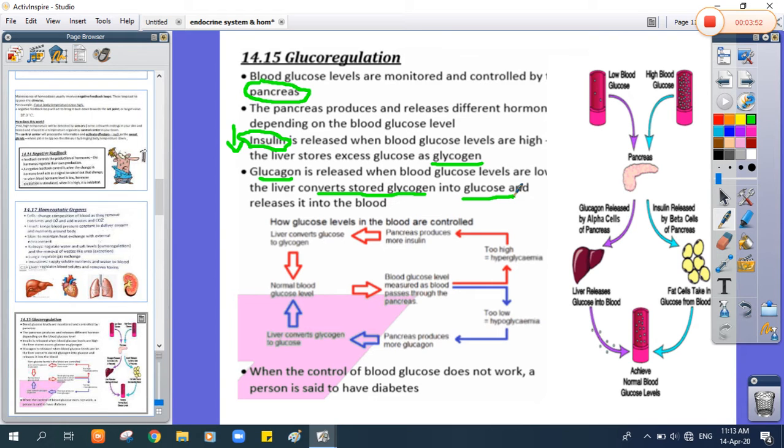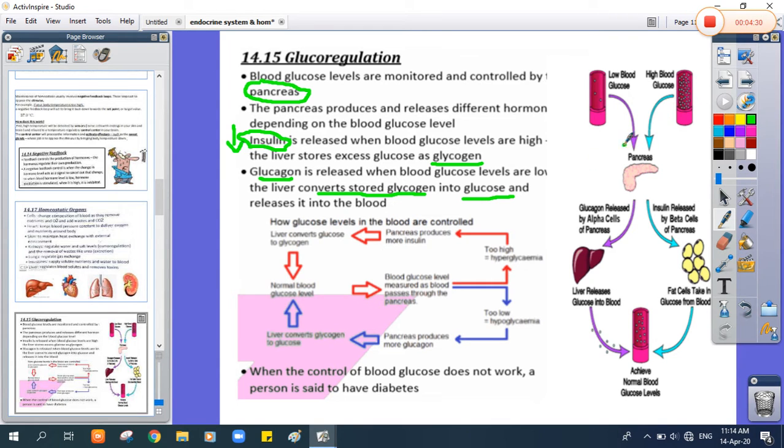When the pancreas monitors that glucose levels are high, what happens? It secretes insulin. Great. And when the pancreas monitors that the blood glucose level is too low, what happens here? Yes, it secretes the glucagon hormone, and this glucagon hormone converts the stored glycogen into glucose. And here we can see this negative feedback of homeostasis.